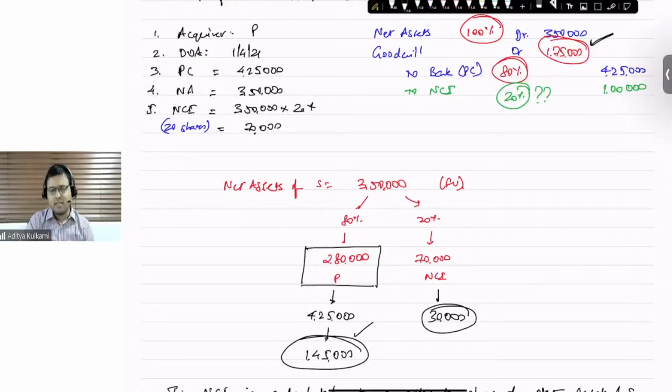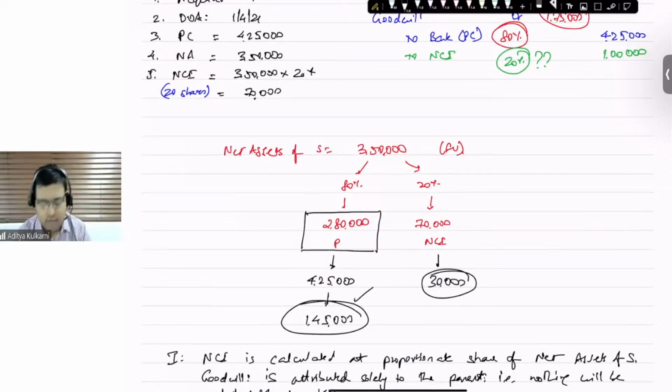In one case, the goodwill will be solely attributable to the parent. We call it partial goodwill. In the other case, when NCI is at fair value, we will get goodwill attributable to the NCI as well, and we call that full goodwill or complete goodwill. So that takes care of NCI at fair value and NCI at proportionate share of net assets.